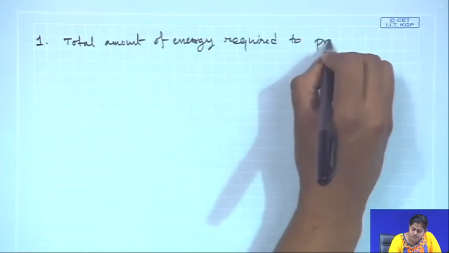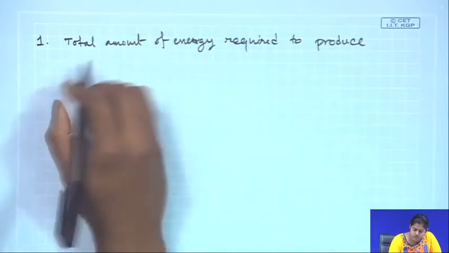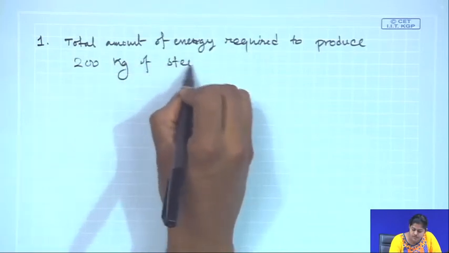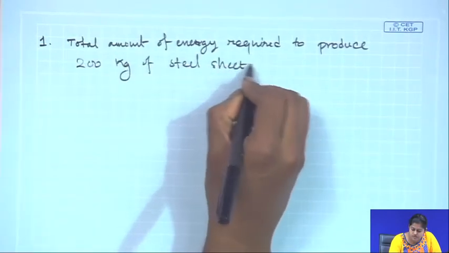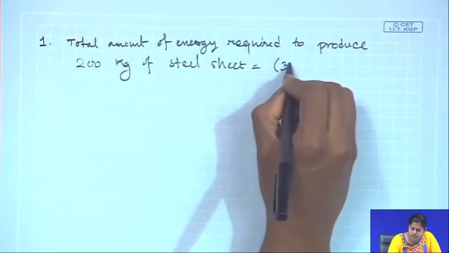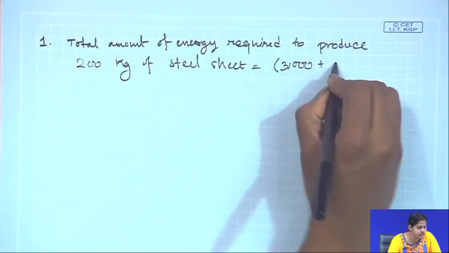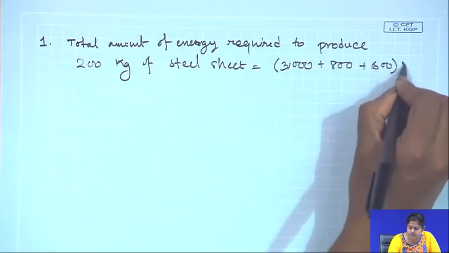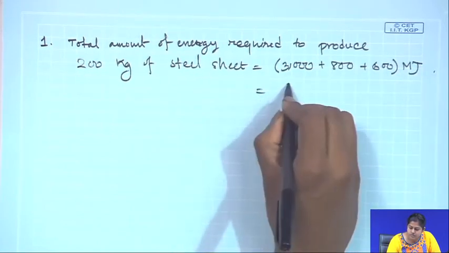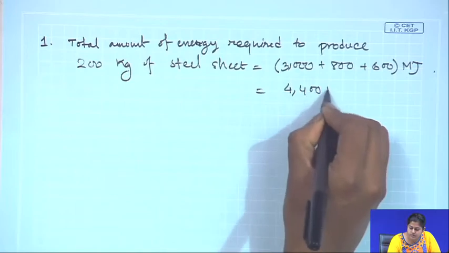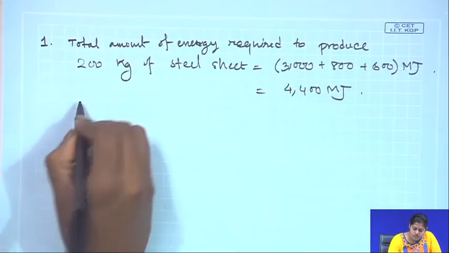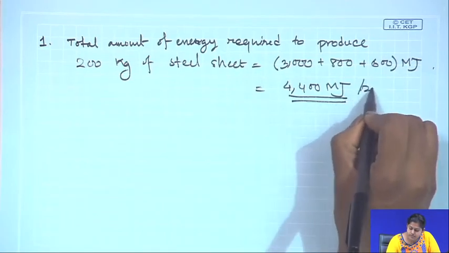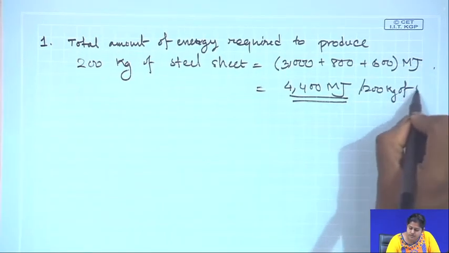to produce 200 kg of steel sheet is equal to 300 plus 800 plus 600 megajoule. So, this will be a total of 1700 megajoule.